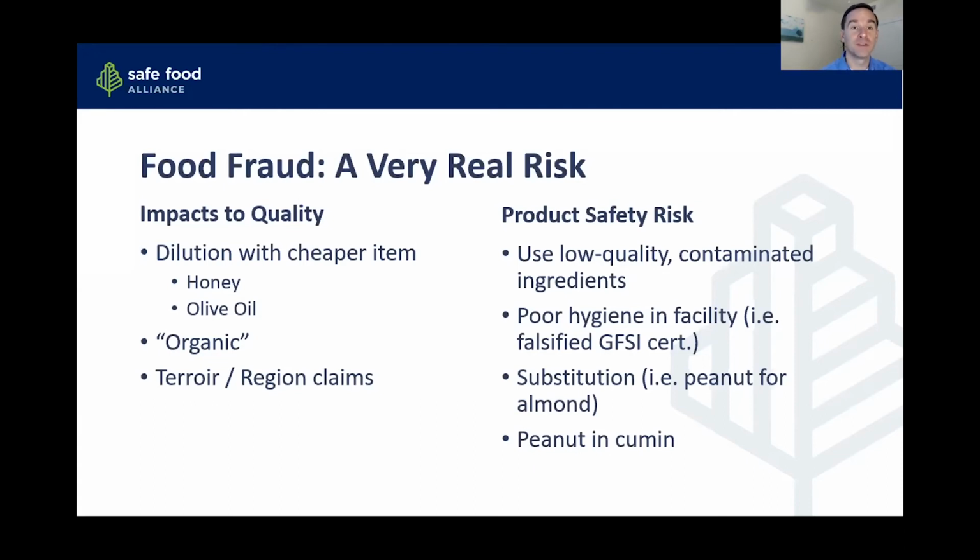Substitution, this is a common one too, and people have gotten into legal situations where they've been liable for deaths because of substituting peanut for almond or similar things like that. And then another one is peanut and cumin. So there was cumin, and spices are a high dollar item, an expensive item. And so they are commonly found to have additional items in them. And in this case, somebody put peanut shell or peanut products into the cumin before grinding it. And that became a very serious food safety risk.